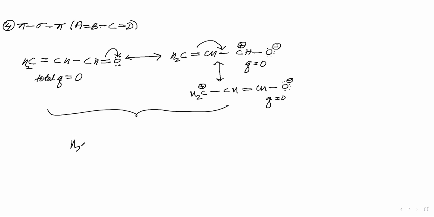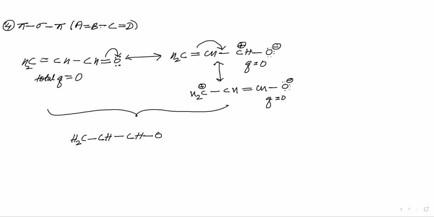CH2, CH, CH, sorry, this was the skeleton. Wait a second, I'm just writing this again. It was very bad handwriting. Double bond CH, single bond CH, and O. I'm just removing this particular pi bond because this can move, right?